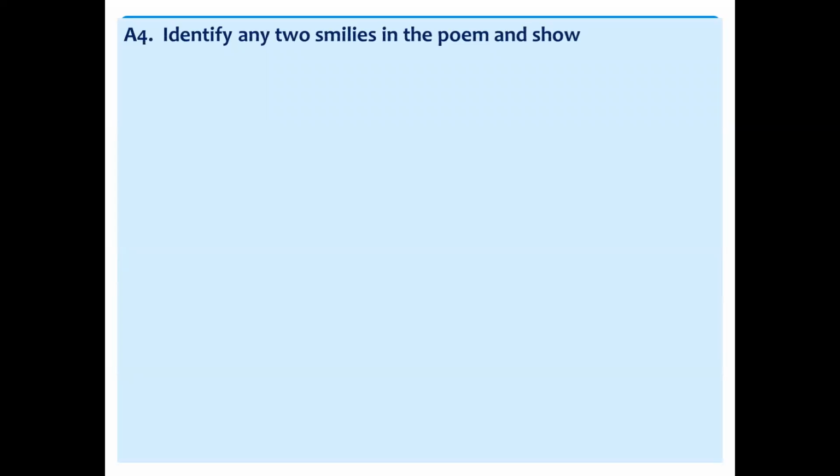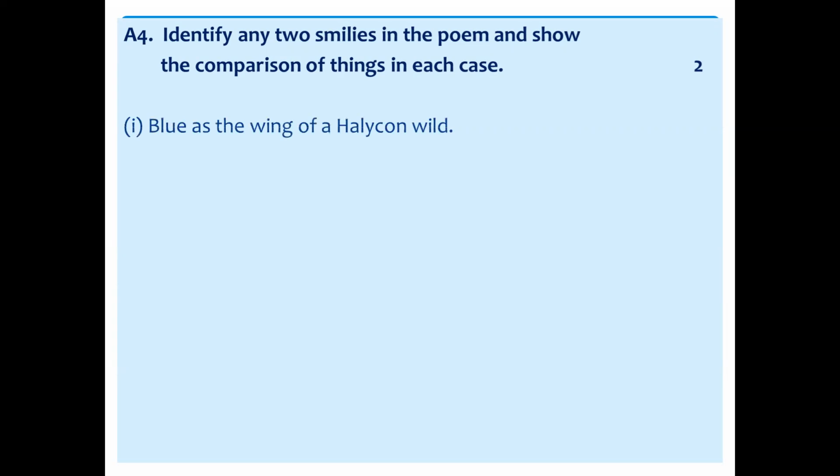A4, it is based on poetic devices. It is for 2 marks. A4. Identify any two similes in the poem and show the comparison of things in each case. First, blue as the wing of a halcyon wild. Blue color of the halcyon bird is compared to the blue robe.